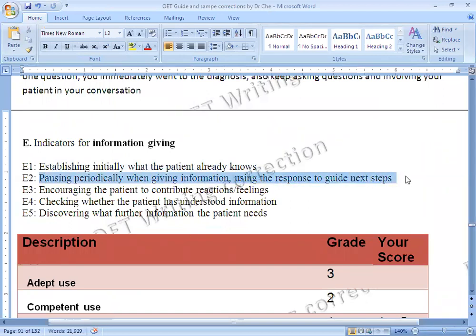Next part, Ms. Tatiana will read it. Pausing periodically when giving information. Using the response to guide the next step.